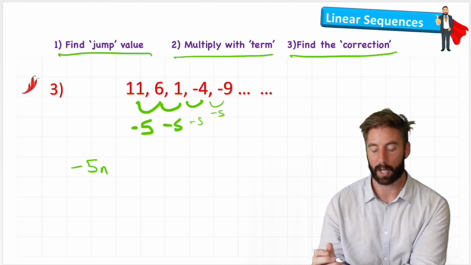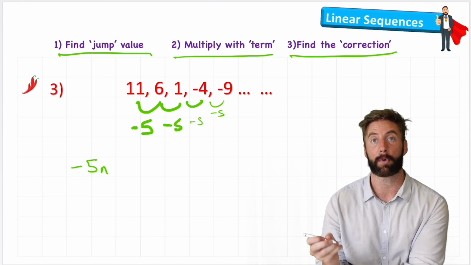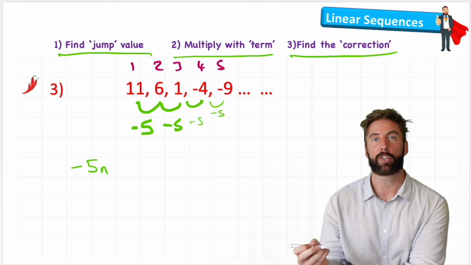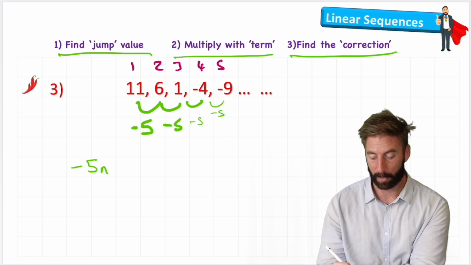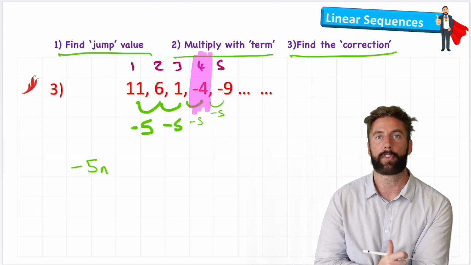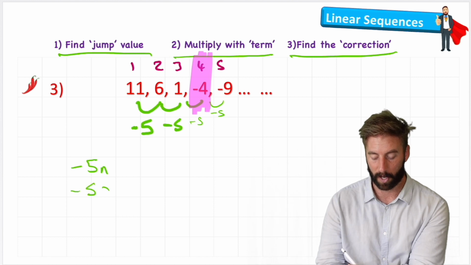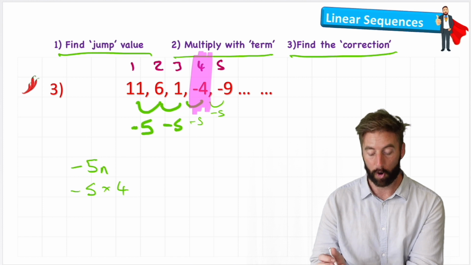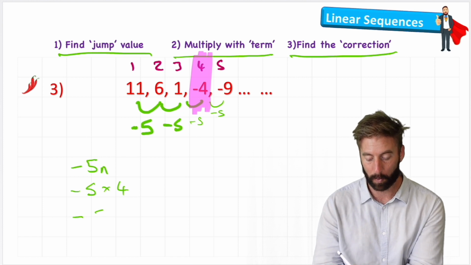So let's look at an example with one we've got. But first let's put our term values on the top, our numbers, 1, 2, 3, 4, 5. And we could just pick any example. Let's pick number 4, the 4th term. Negative 5 times 4 becomes negative 20.